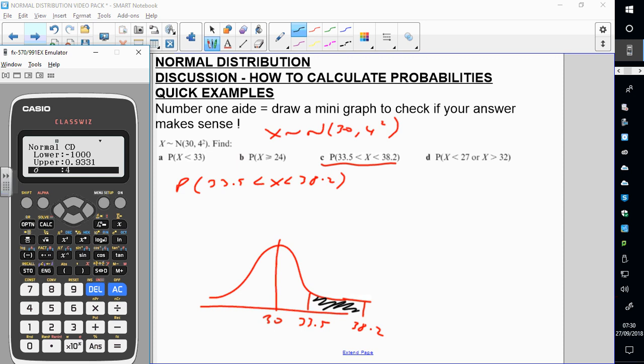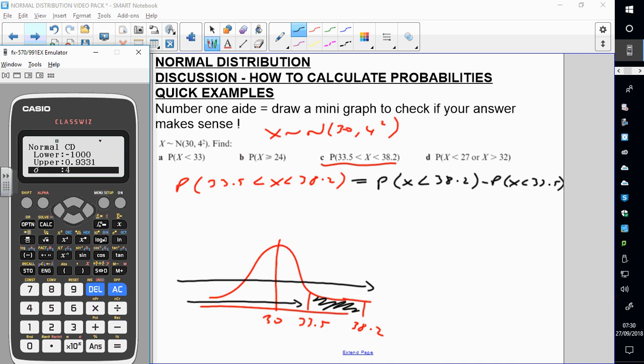So what we're going to have to do, well, I can clearly see I need to go all the way up to 38.2. Okay, so that takes us up to here, and then subtract everything up to 33.5, and that will give us the remaining area, okay? X less than 33.5. So again, I'll use my calculator and use that store button. So my upper is the thing I'm looking for, so 38.2. Okay, so I'm just going to go store A, right, wicked. And then we'll do the same for our 33.5.